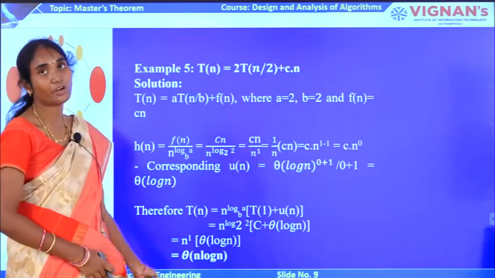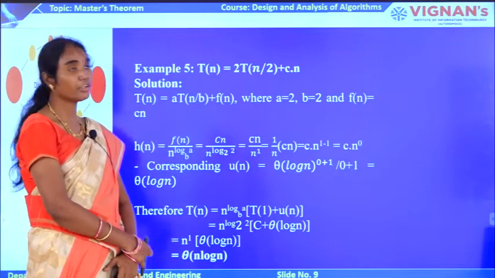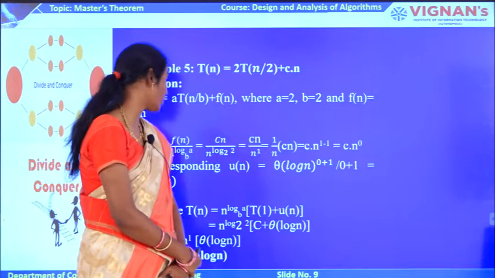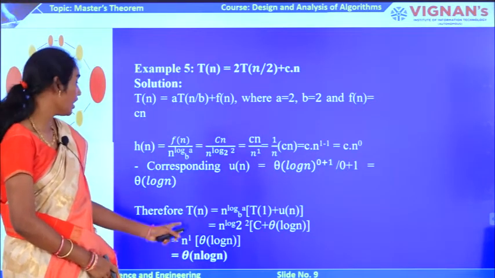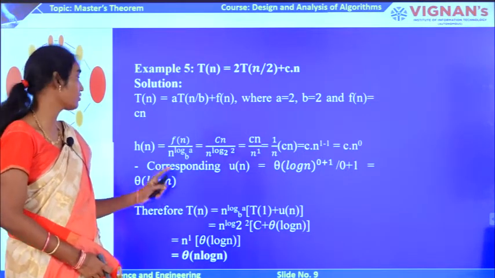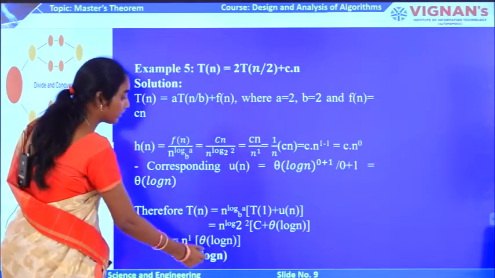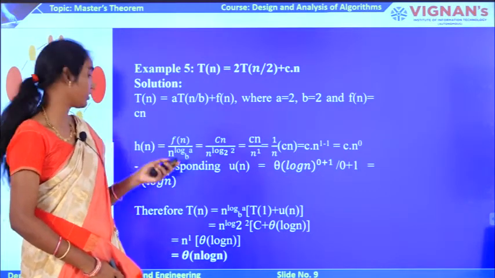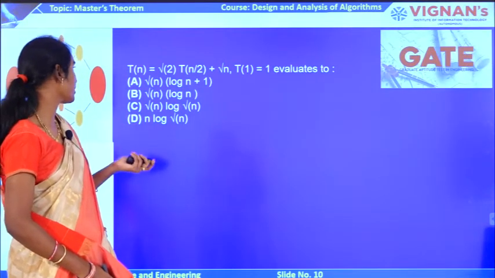Now, correspondingly what is the u of n value? Theta of log n whole to the power of i plus 1 by i plus 1. So, here i is 0. So, 0 plus 1 by 0 plus 1, which is equal to theta of log n. So, therefore, t of n value is n into n to the power of log a to the base b into t of 1 plus u of n. This u of n I already got, which is theta of log n. I will substitute over here and finally, I will get theta of n log n. So, theta of n log n is the final complexity for this given recurrence relation example. Now, let us go with one more GATE question here.